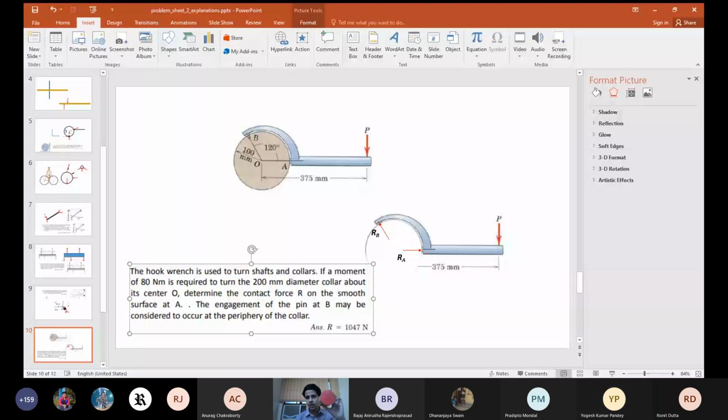Now imagine that this is the circular cylinder that we are trying to hold, okay? And this arm is the hook wrench. Can you see me? With my two fingers, I am holding it tightly.